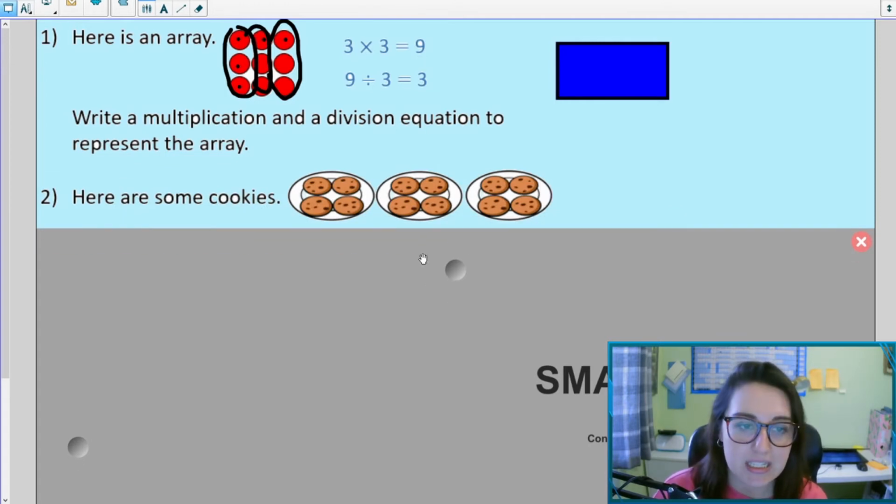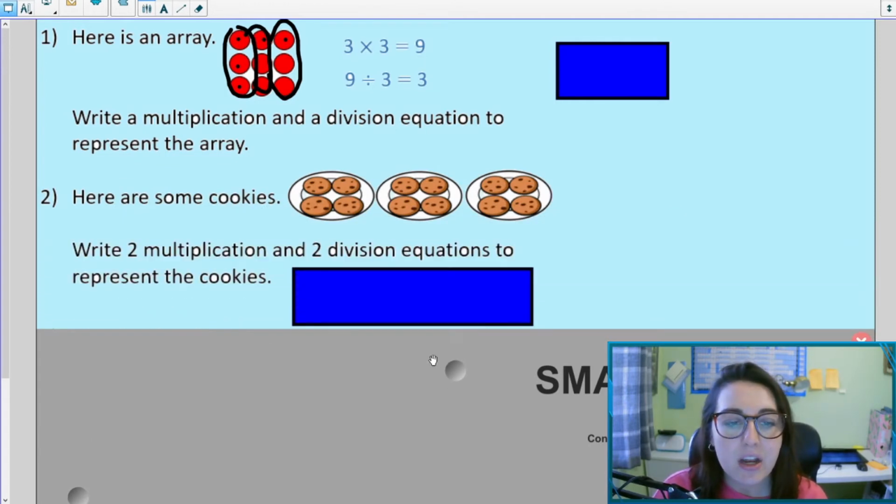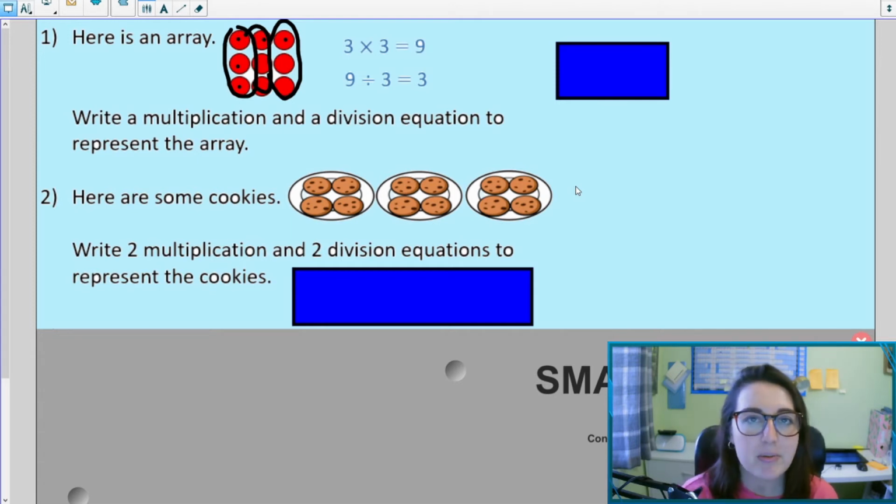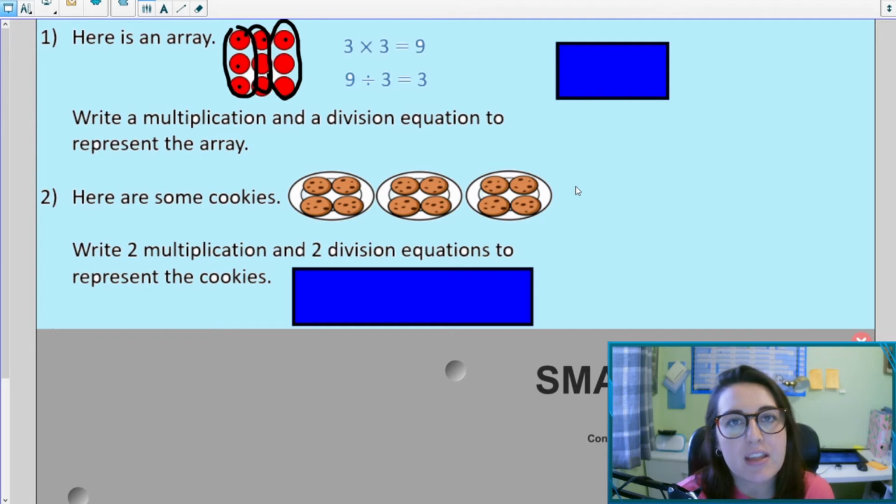Here are some cookies this time. And this time we can get 2 multiplication sentences and 2 division sentences. Think about how many groups we have, how many in each group for our multiplication, and then for our division, how many do we have in total, what happens if we group it, and what happens if we share it. Pause the video and see if you can tell me the 4 sentences in total.